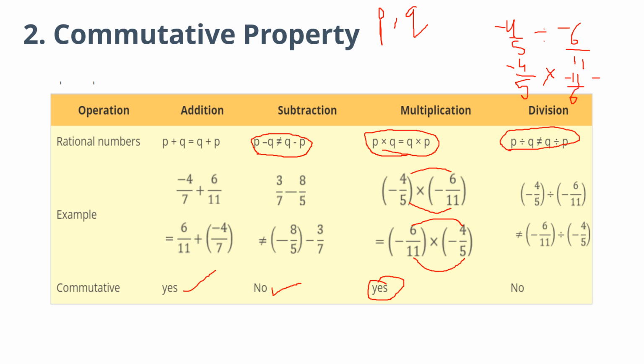Now on solving, you will cancel here: 2 2s are 4 and 2 3s are 6, then 11 2s are 22, minus minus will give you plus, and 5 3s are 15. So the answer will be 22 by 15, and if you do it the reverse way you will get a different answer. So division is not true here, that is, rational numbers are not commutative in case of division.